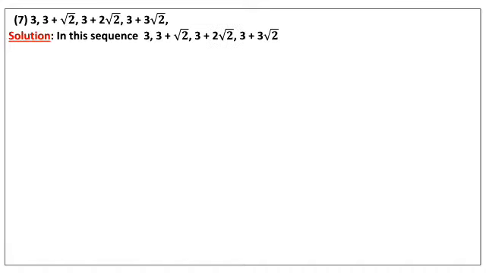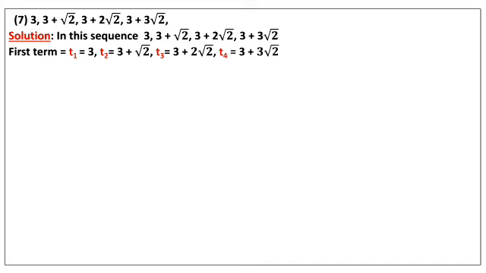The question is given: 3 plus under root 2, 3 plus 2 under root 2, 3 plus 3 under root 2. We'll write the terms in the sequence. So d equals t2 minus t1. The t2 value is what? 3 plus 2 root 2 minus 3. So plus 3 minus 3 will cut, and we get root 2.